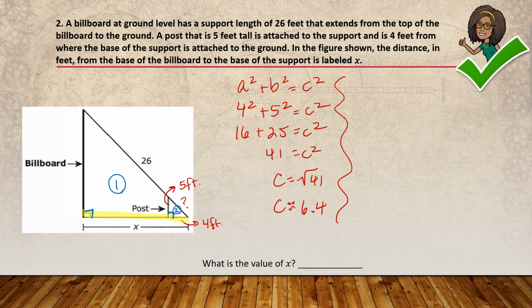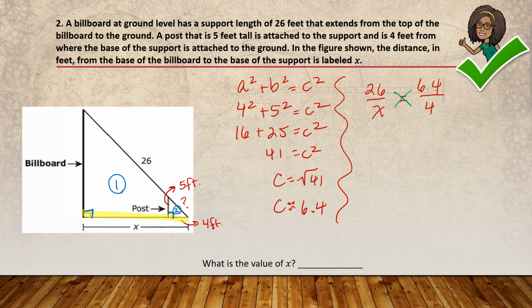Okay, so now that I have the third side, I can go ahead and set up a proportion of the side lengths that I need. So I have 26, which is the hypotenuse of the big triangle, and x, which is one of the legs. And of course, when I set up my proportion, I have to make sure I have the same corresponding sides. So we already found that the hypotenuse of the smaller triangle was 6.4, and then the corresponding leg to x would be 4. So of course, we crisscross applesauce.